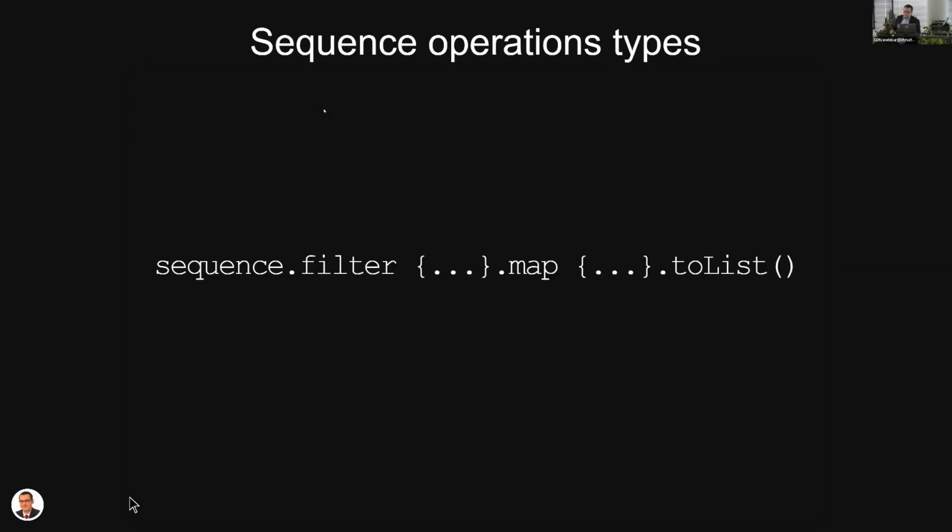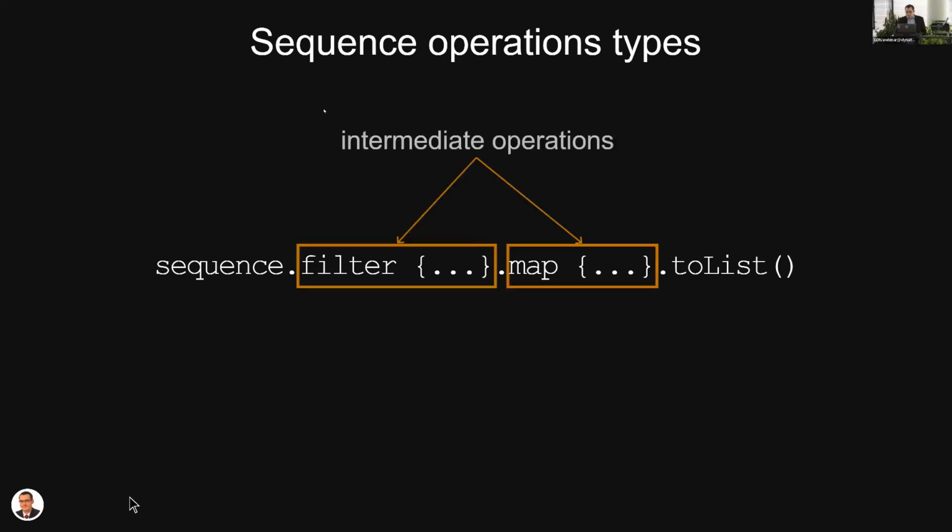So let's have a look at two sequence operation types. We have this super simple sequence that we filter, map, and wrap to list, no matter what's inside. The filter and map functions are so-called intermediate operations. They aren't executed at the exact time when we call them, but they are more or less scheduled to be executed later when it's absolutely needed. And when is it needed? Once we call the terminal operation, for example toList or first or anything similar to that.